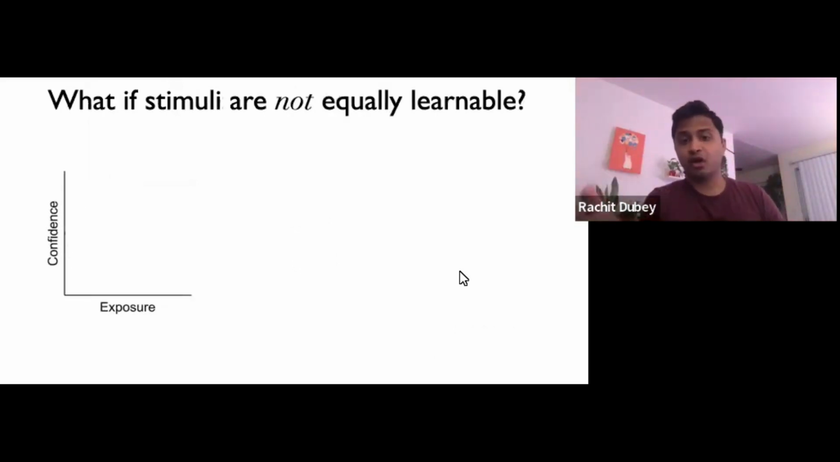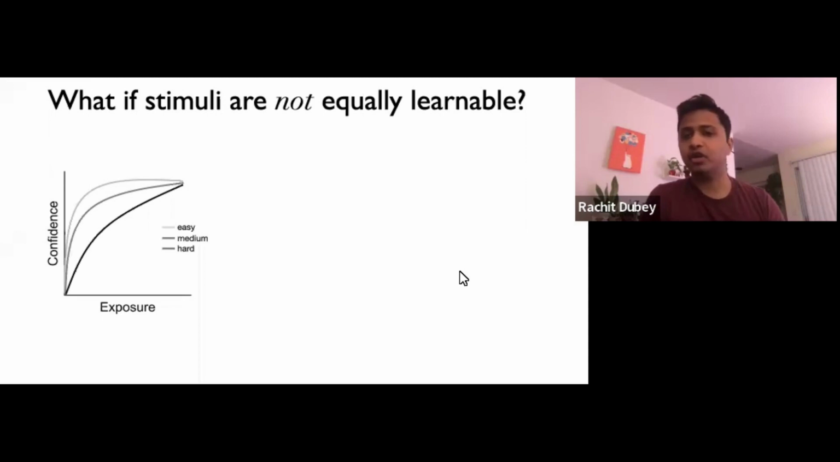Now, what if this is not the case? What if the stimuli are not equally learnable? As an example, the light gray stimulus over here is very easy to learn. The dark gray stimulus is slightly harder to learn. And the stimulus in the darker color takes much longer to learn and attain 100% confidence. Now, if we do the previous math and differentiation, we'll end up with the following model predictions.